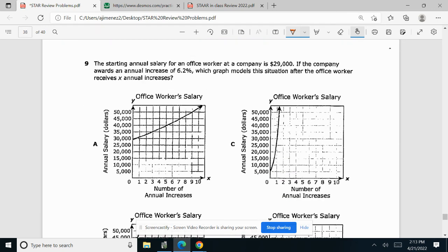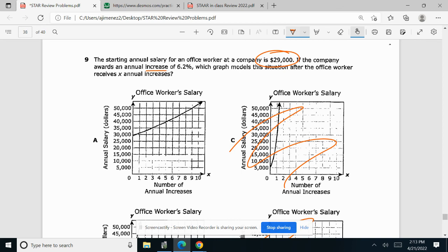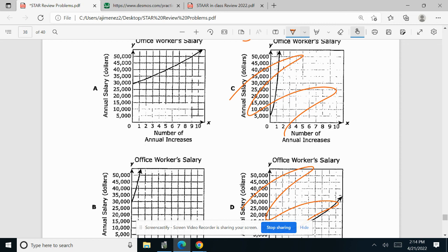All right. Let's do this one again. It tells you you're looking for A times B to the X. All right. So you're looking for it to start at 29,000. So let's see. That starts at 29,000, but letter C doesn't. That starts at 29,000, but letter D doesn't. Okay. This one says that it increases at 6.2%. That means that it's increasing slowly because it's a percentage. If it was a whole number, then it would have been growing really quick. So out of these two, A and B, which one is increasing slowly?